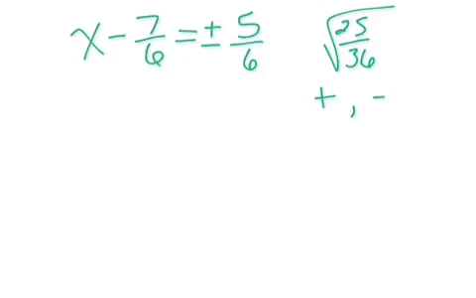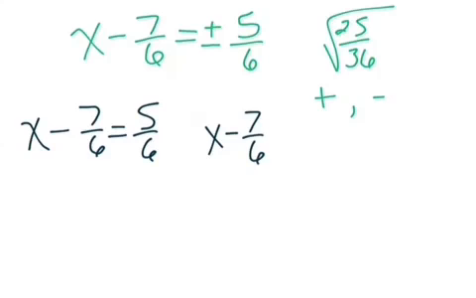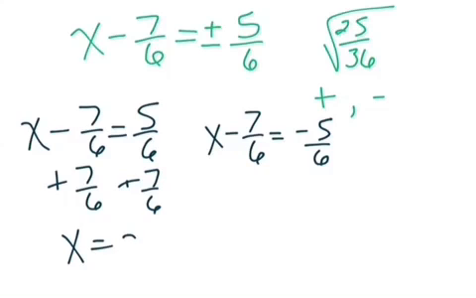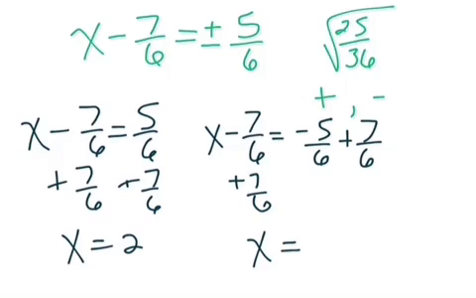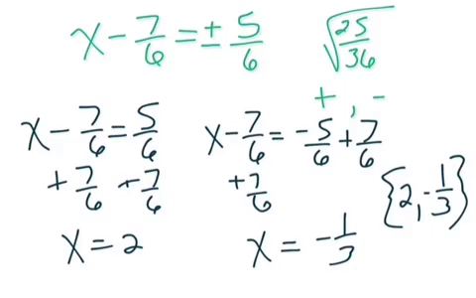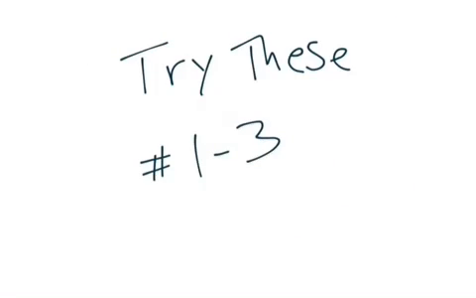So let's go ahead and solve for x then. We've got x minus 7/6 equals positive 5/6, and x minus 7/6 equals -5/6. We solve these both for x. This one leads us to x equals 2, yep, 5/6 plus 7/6. This one's going to lead us to -1/3. So now we have two solutions for x in our solution set. And to practice this, go ahead and try these numbers 1 to 3.